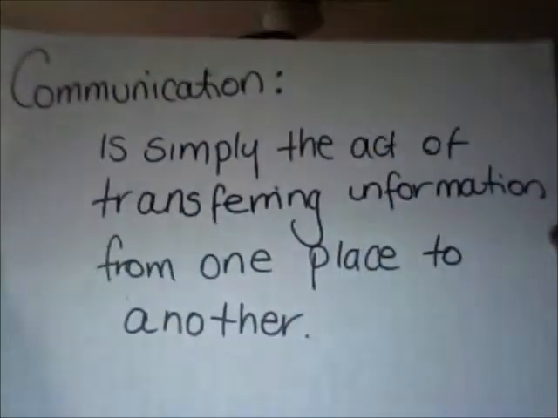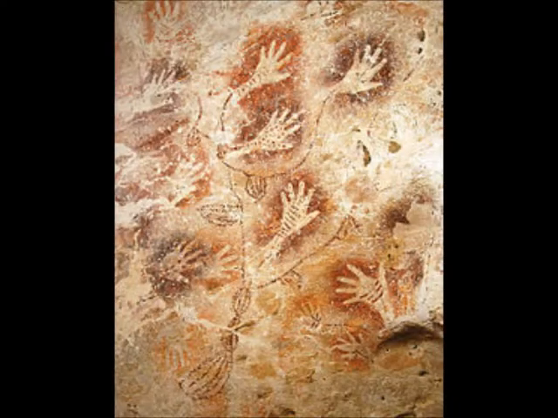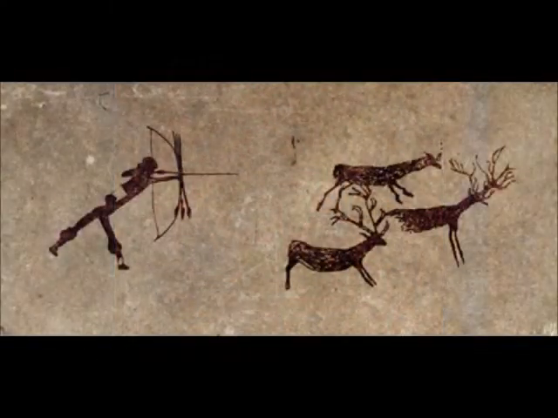So to start, let's define what communication is. Communication is simply the act of transferring information from one place to another. So we could go back and start way before computers in 3500 BC when tribal paintings on cave walls was the main form of communication.